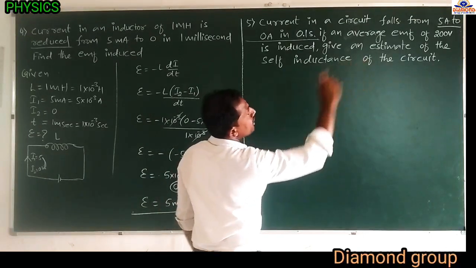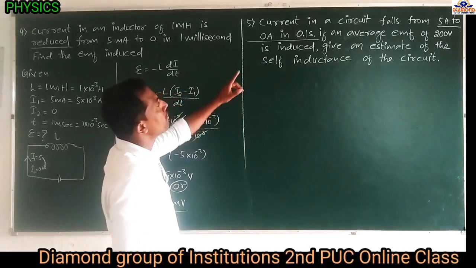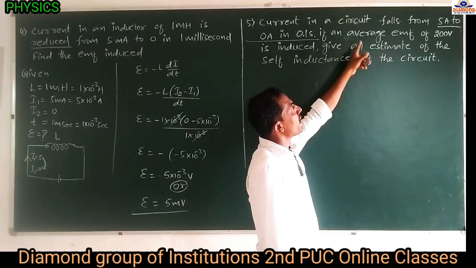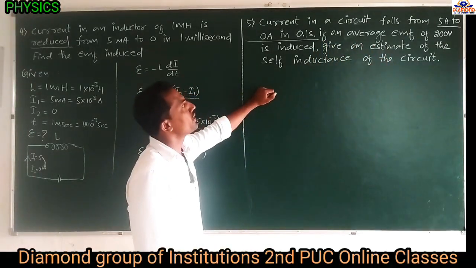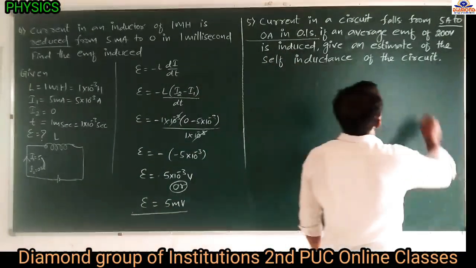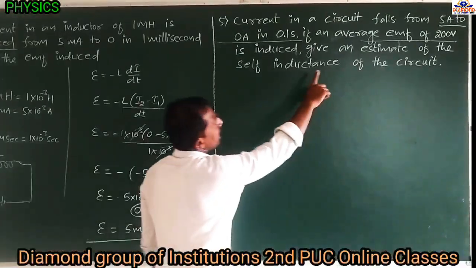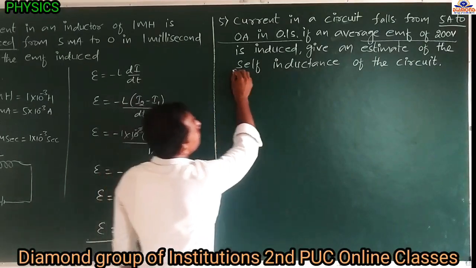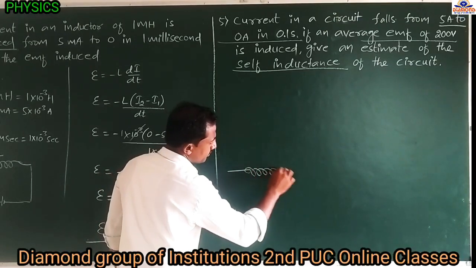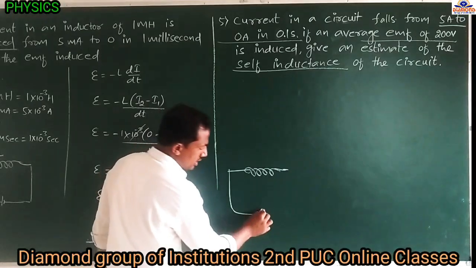Given data: current falls to 0 ampere in 0.1 second. If an average EMF of 200 volt is induced, give an estimate of the self inductance of the circuit. We are taking one self inductance or inductor. This inductor is connected to the battery or AC source.